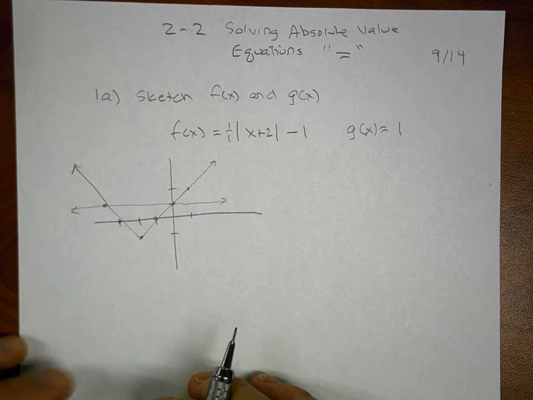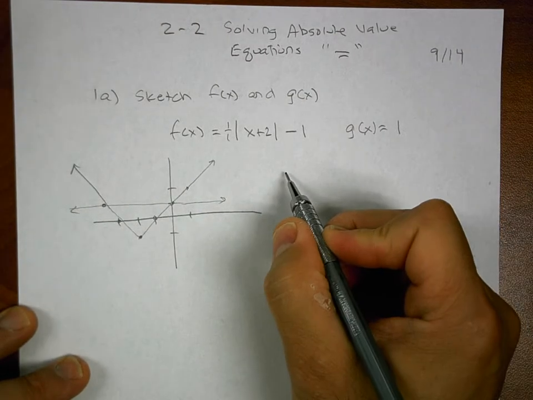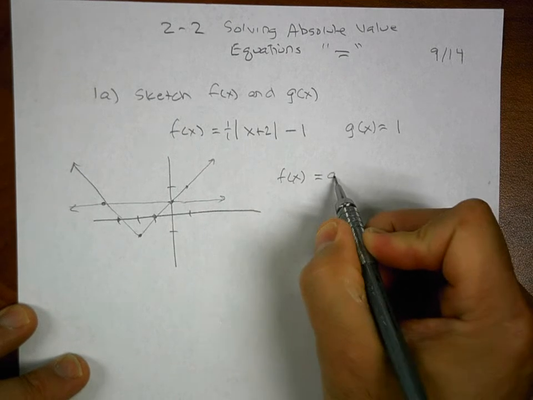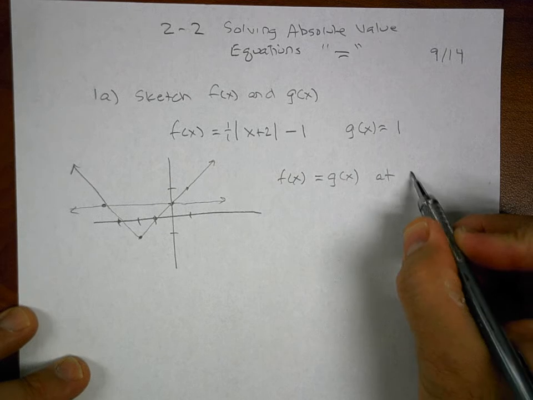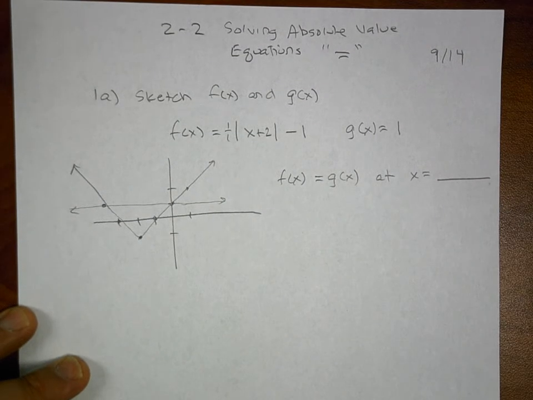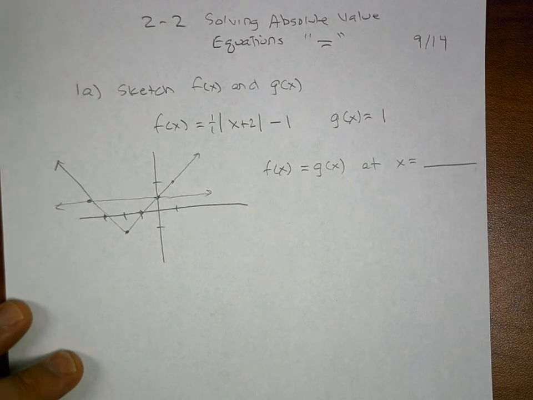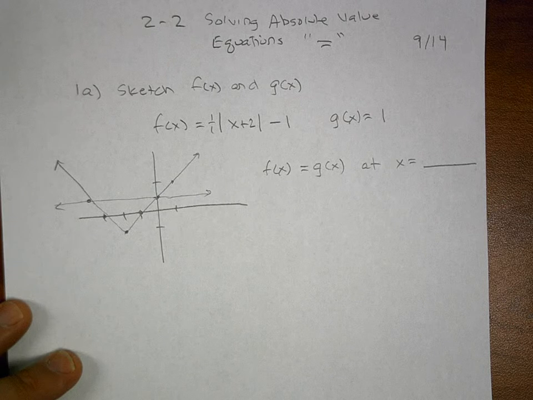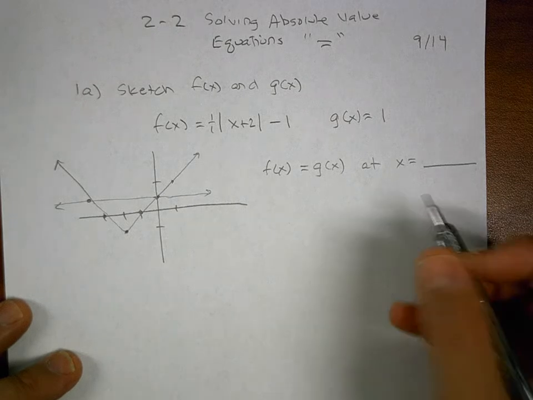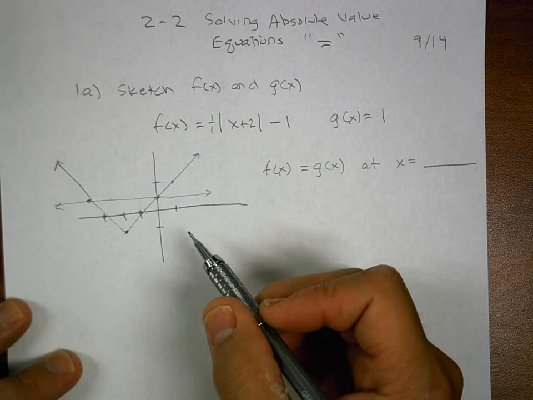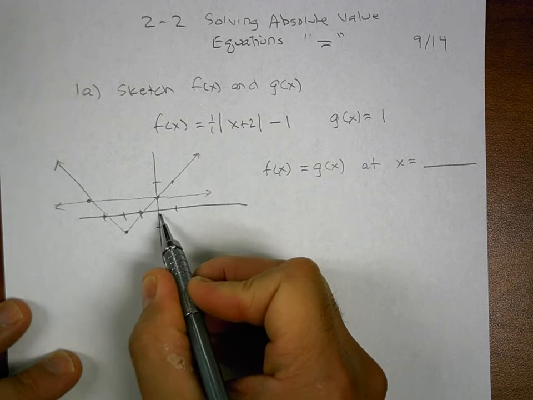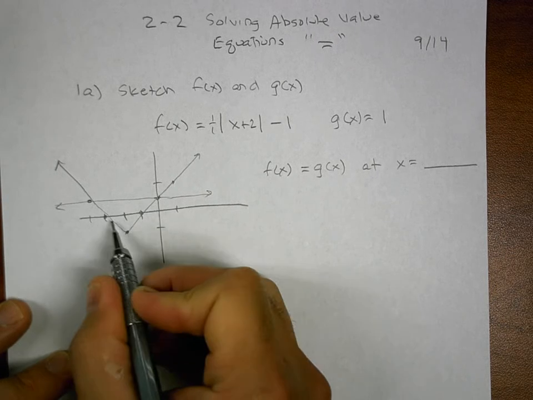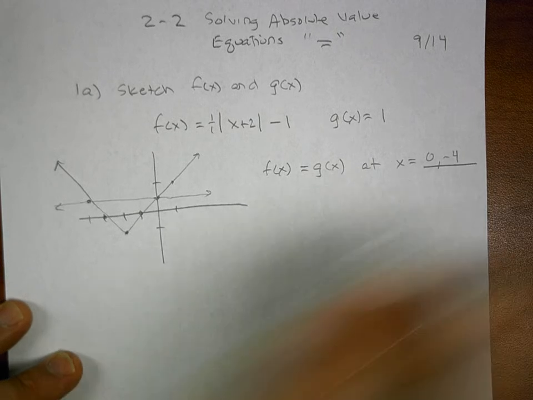And here, they'll also ask this: f of x equals g of x at x equals blank. So do these graphs equal each other somewhere? Where do they equal each other? At x equals 0, and also x equals, where is this one at? Negative 4, right? That's negative 3, so negative 4. So 0 and negative 4. There you go.